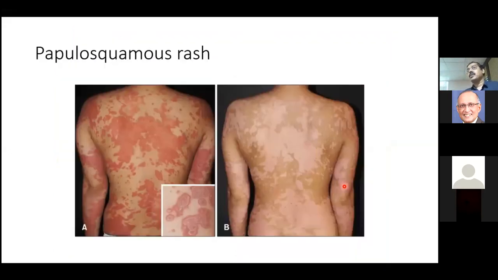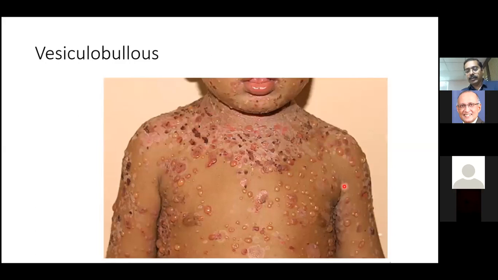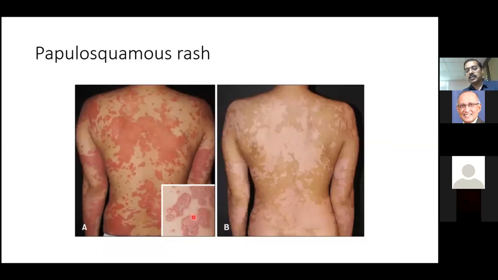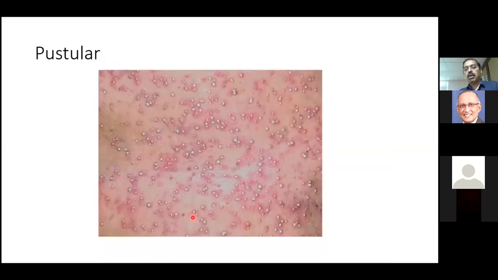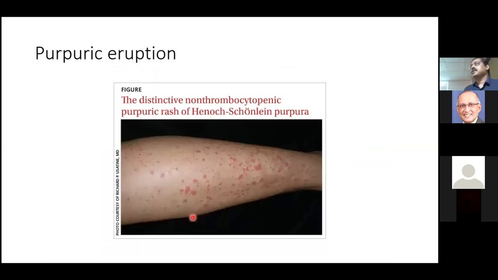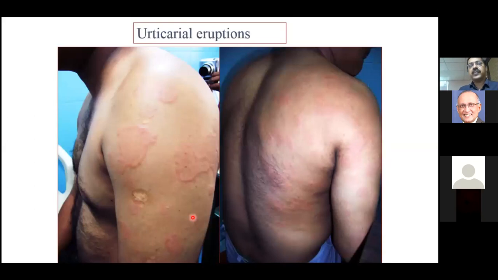Now this is how a papulosquamous rash will be, where there will be scaling. On the right side, you can see the scaly lesions. Or better still, if you look at this particular inset picture, you can make out that there are whitish scales on top of it. So that's a papulosquamous lesion. Vesiculobullous lesions are quite obvious whenever you look at them, or for that matter, pustular lesions. Sometimes you might get pustular lesions with drugs. You can get it with miliaria, which is a heat rash, or a purpuric eruption. Most of you would have seen cases of Henoch-Schonlein purpura or vasculitic lesions. Urticarial eruptions, we see day in and day out. Several patients come to us with urticaria.